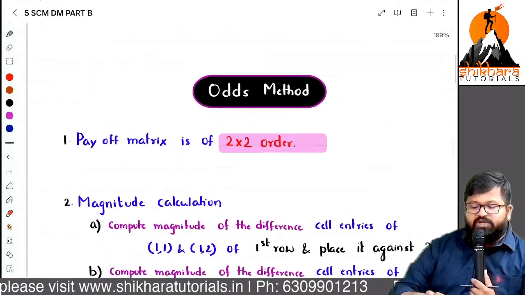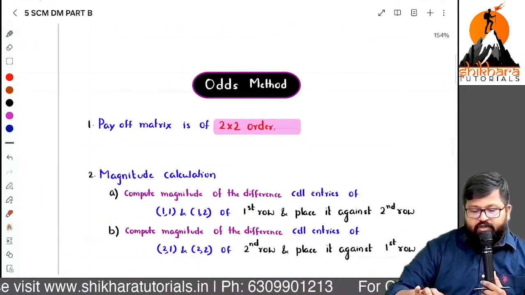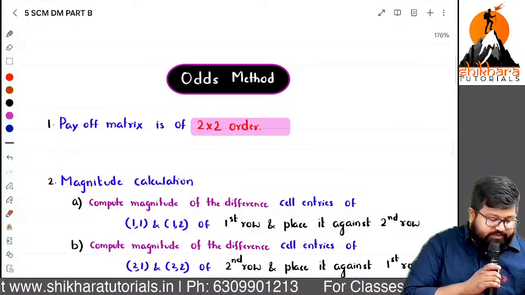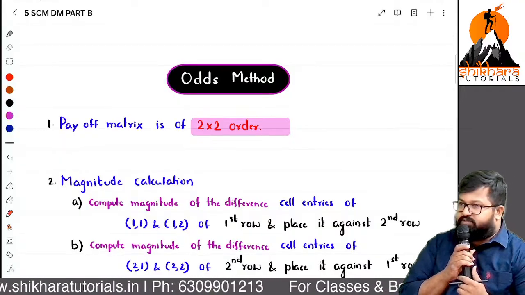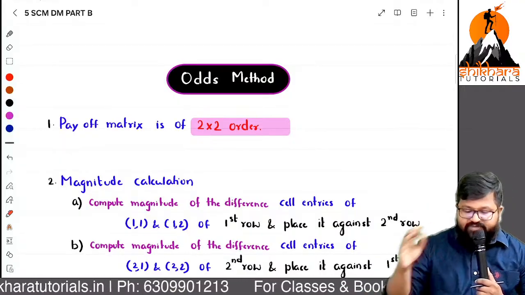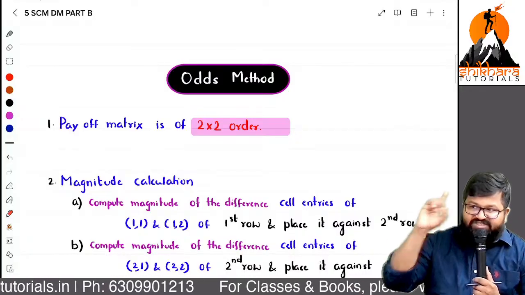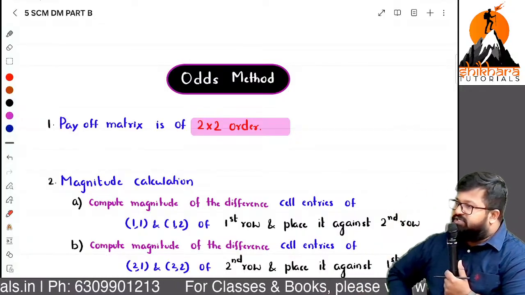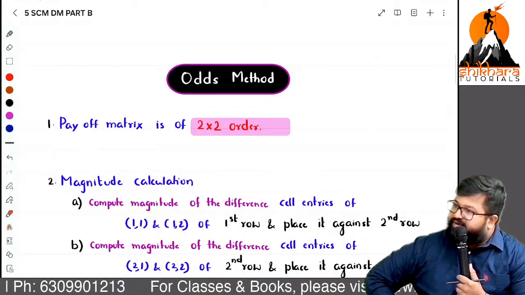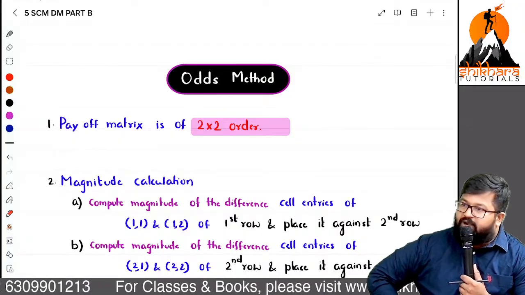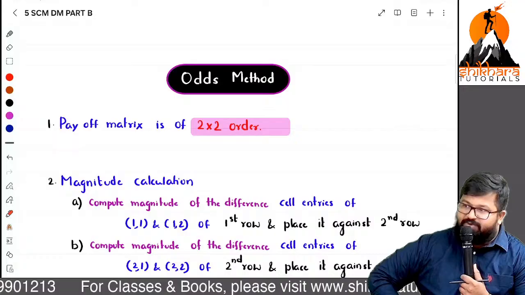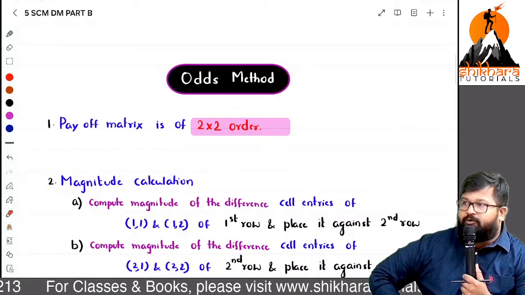So what is the first point for the odds method? It is a 2 by 2 matrix. To go with the odds method or arithmetic method, the first condition is a 2 by 2 matrix for sure. If there is no 2 by 2 matrix, we cannot go for the odds method. We have to convert it into a 2 by 2 matrix.